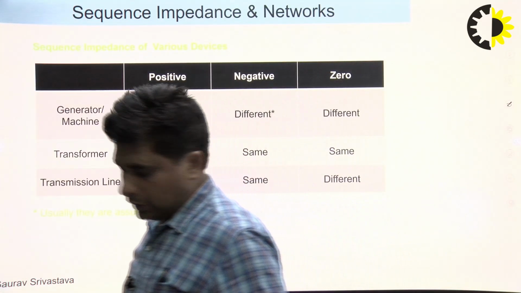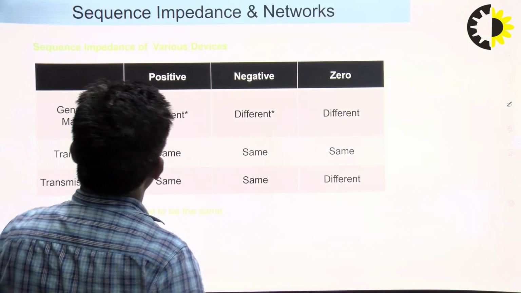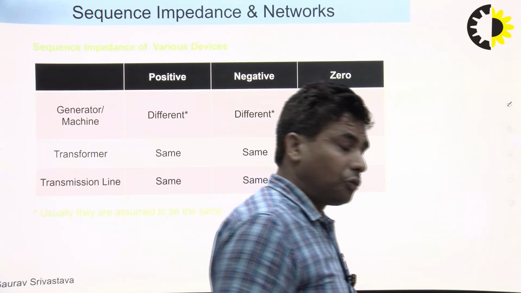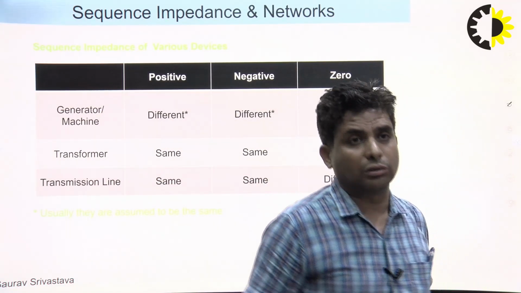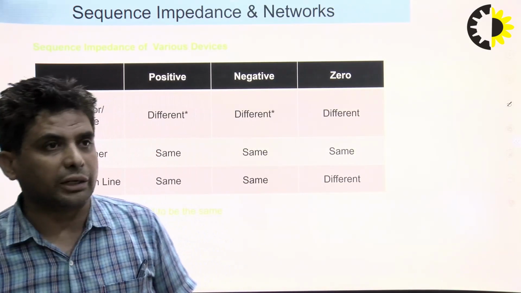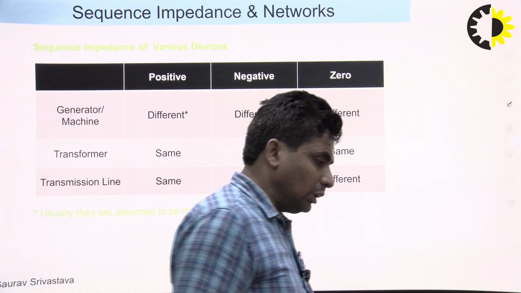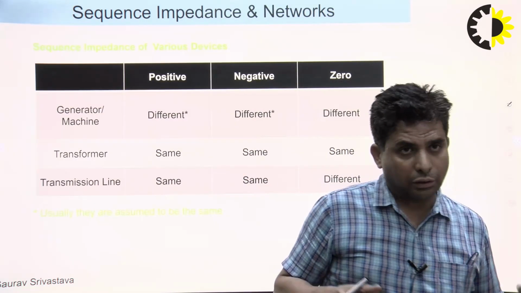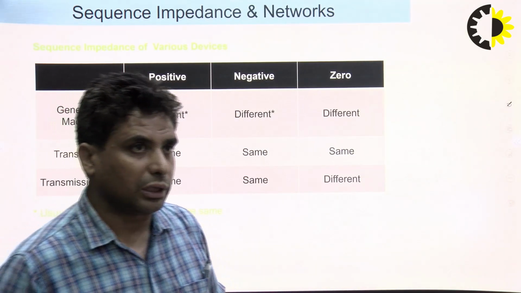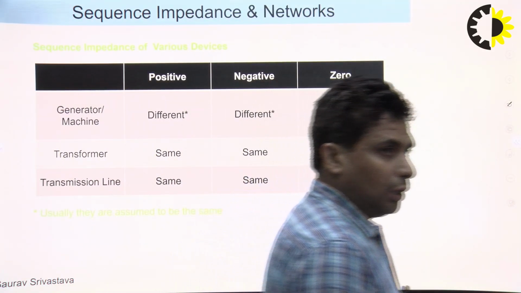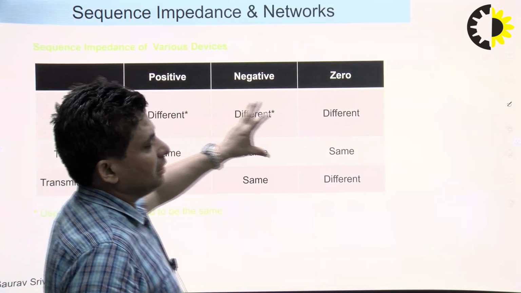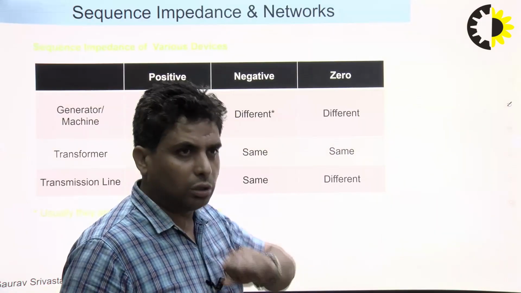For the sequence impedances, we note the various devices used in the power system: the generator or motor on the generation or distribution side, the transformer, and the transmission line. These three main components have different types of impedances given as positive, negative and zero. Mostly for the generator rating, the positive, negative and zero values are all different.